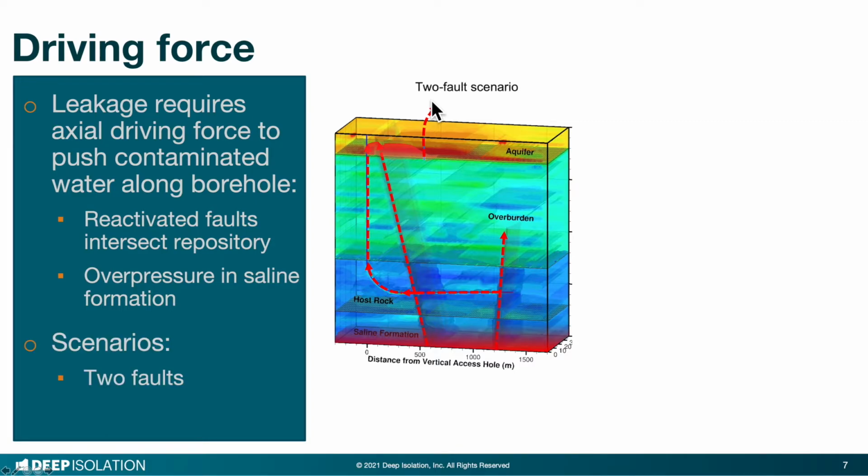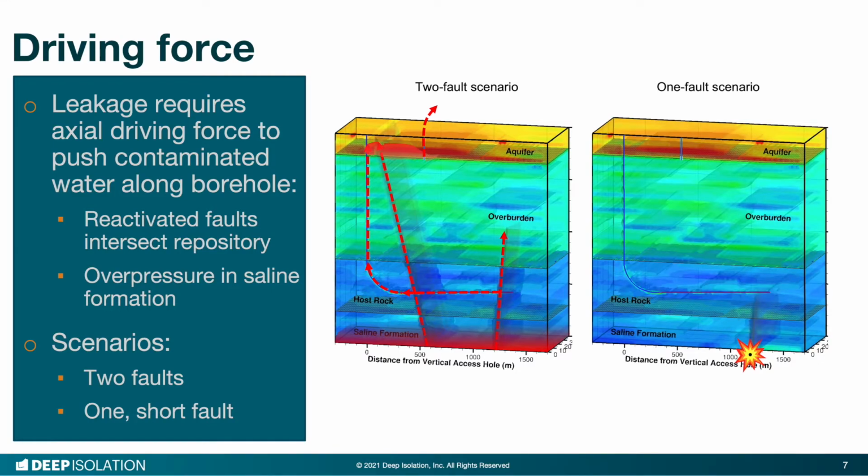We refer to this as the two-fault scenario, but we realized that a case with a single short fault may be even more relevant, because the pressure cannot readily dissipate into the more permeable overburden as it can in the two-fault scenario, but the brine has to flow along the poorly sealed borehole, pushing out the radionuclides. At this point, we are not concerned about the probability of either of these scenarios, which will be very low. We just want to look at the consequences should they actually occur.